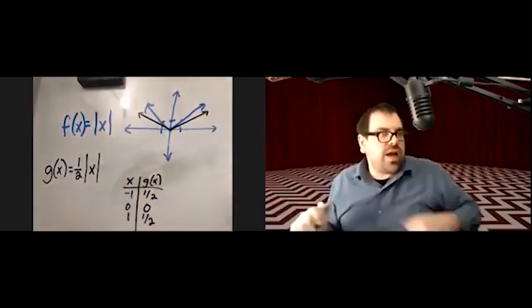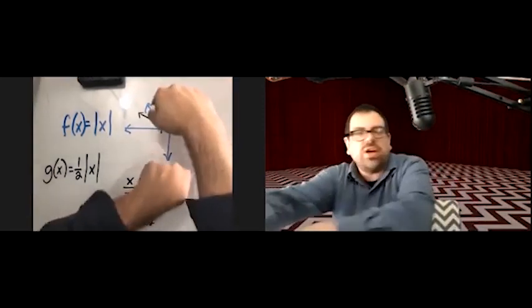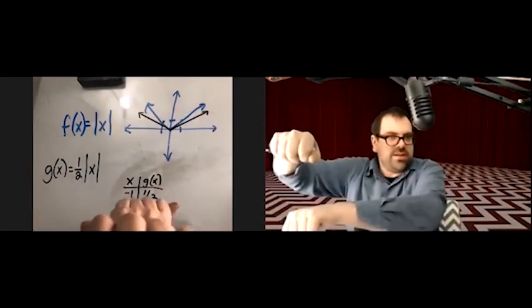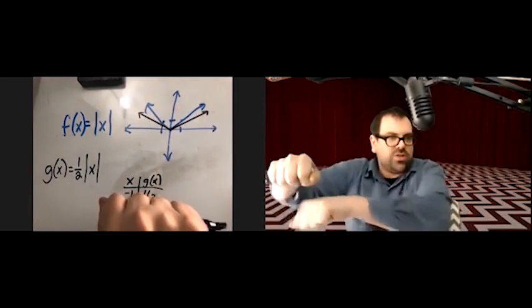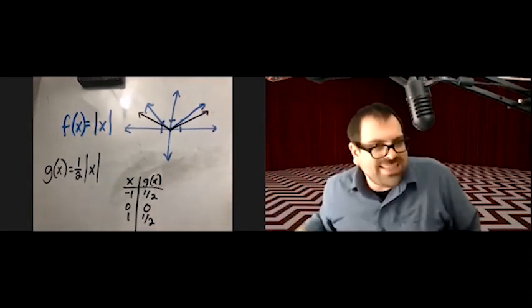Instead of a vertical stretch from blue to black, we now have a vertical shrink. Imagine the blue graph is in a meat press and it's squishing it down. It's getting shallower instead of steeper.